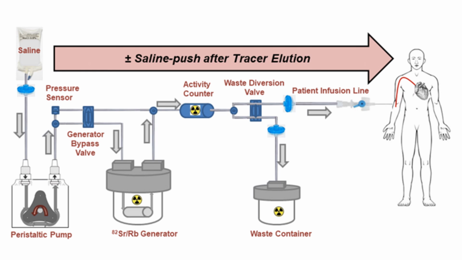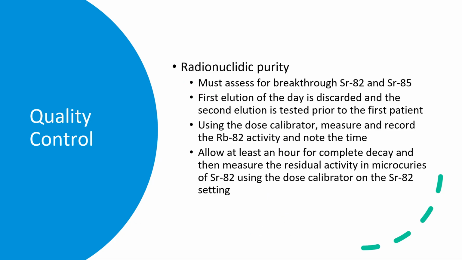There is some important quality control that needs to be considered with the rubidium generators. First is the radionuclide purity. It has to be assessed for breakthrough of strontium-82 and also strontium-85, which the strontium-82 decays to. The first elution of the day is discarded and the second elution is tested prior to the first patient. And then using the dose calibrator, measure and record the rubidium activity and note the time.